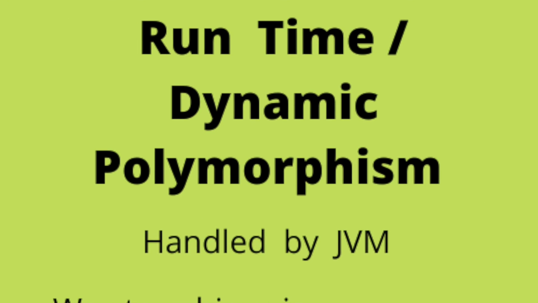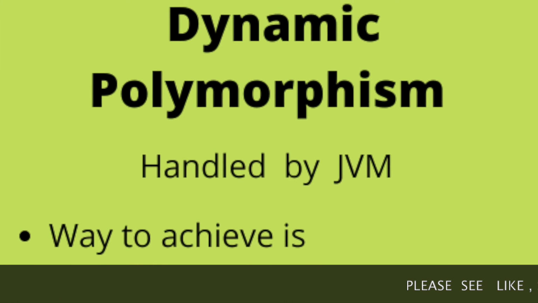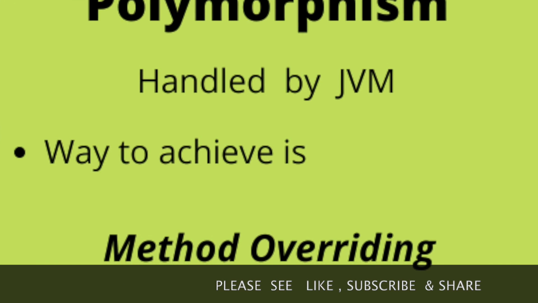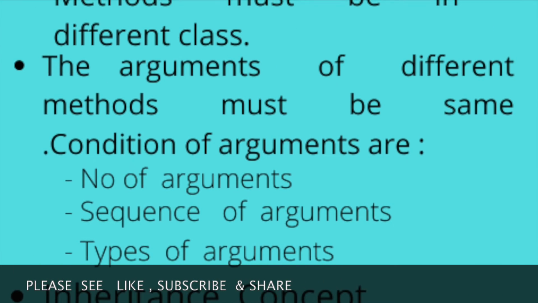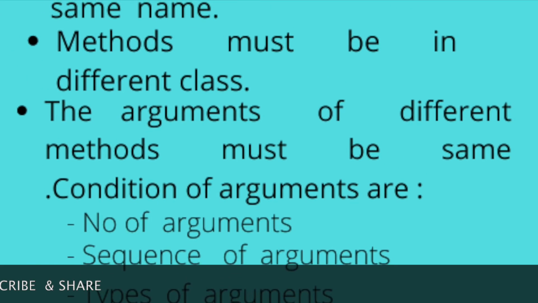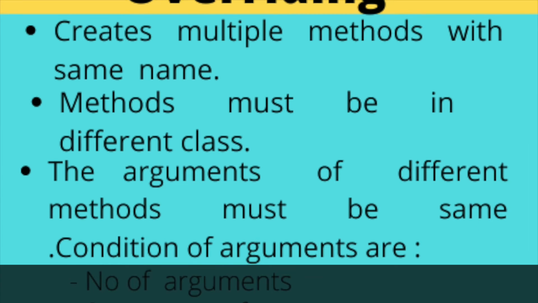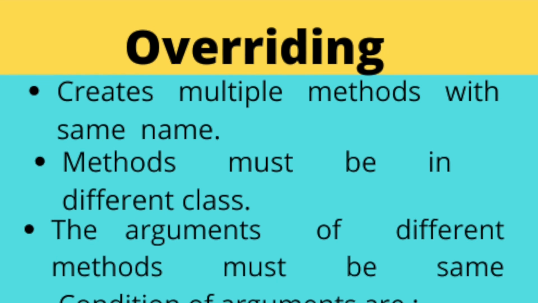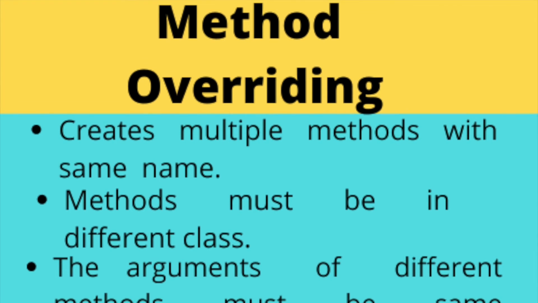The other name of runtime polymorphism is dynamic polymorphism. It is a method or the process in which a call to an overridden method is resolved at runtime. It is handled by JVM. It is achieved by method overriding. In order to do method overriding, the conditions are: create multiple methods with same name. Methods must be in different class. The arguments of different methods must be same. The conditions of arguments are number of arguments, sequence of arguments, and type of arguments. With this, there must also be an inheritance concept to achieve the method overriding.